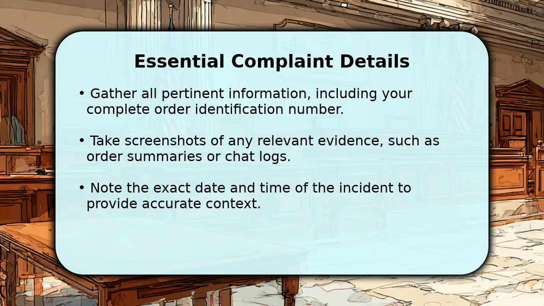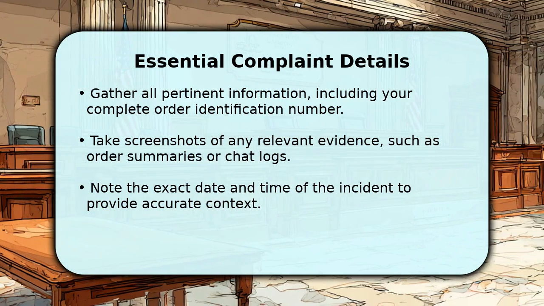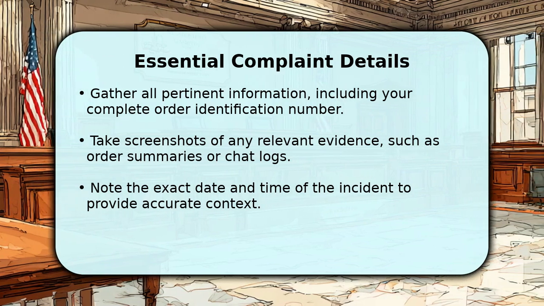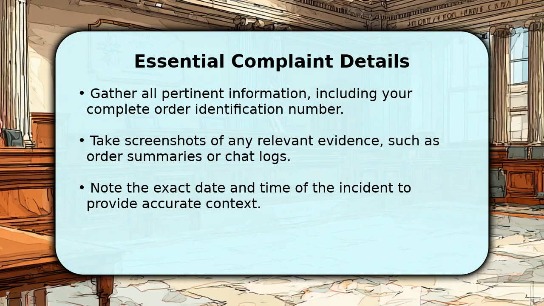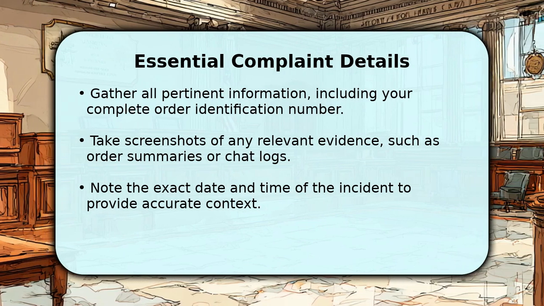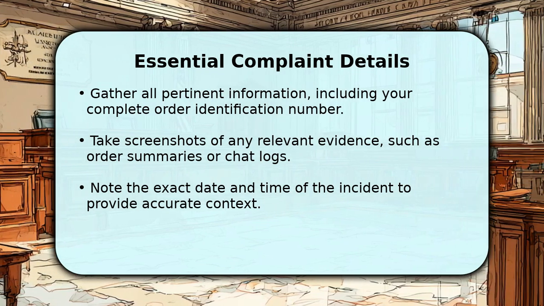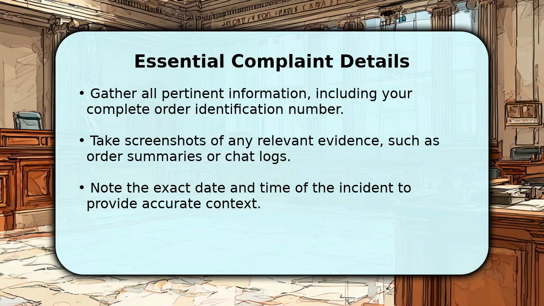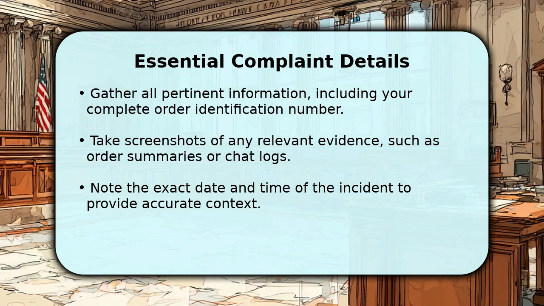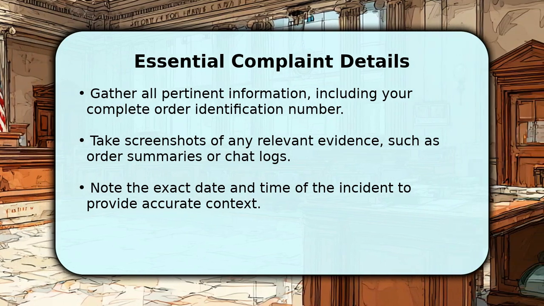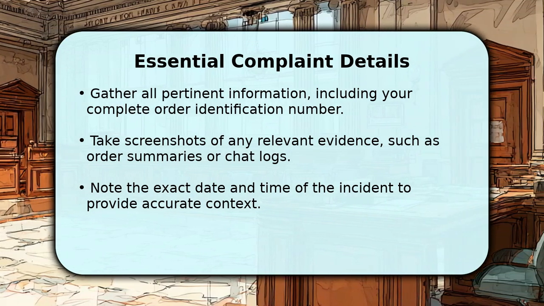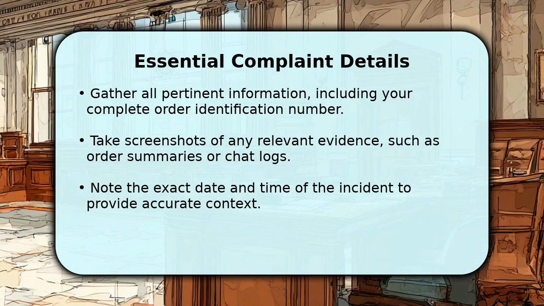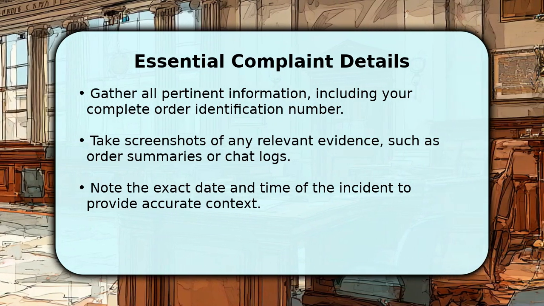When filing a complaint, detailed information is your best friend. Always include your full order identification number, which helps Zomato quickly locate your transaction. If possible, attach screenshots of the order summary, any erroneous charges, or chat conversations with delivery partners. Providing the precise date and time of the incident also streamlines the investigation process. The more evidence you present, the stronger your case for a swift and fair resolution becomes.